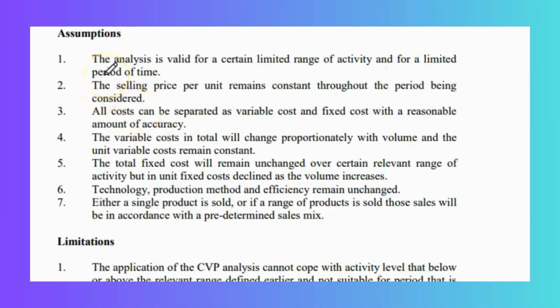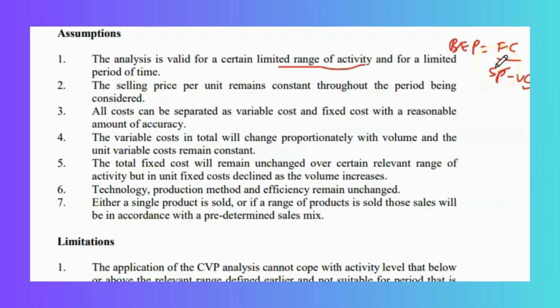When we use the formula in CVP analysis, we have to assume that the analysis is only valid for a limited range of activity. Because when you calculate BEP, the formula for BEP is actually FC divided by CM, and the CM is SP minus VC. So when you use this formula, you assume that the SP is constant, the VC is constant. In reality, all these costs might change.